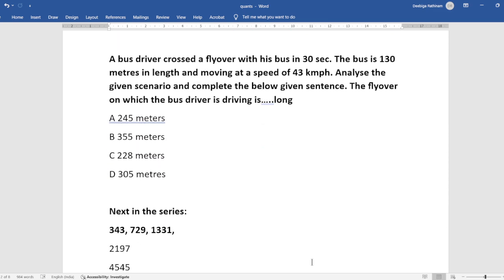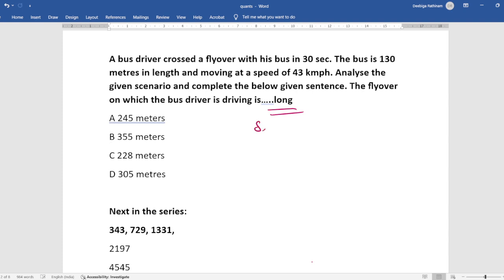Okay, so here's the next one. A bus driver crossed a flyover with his bus in 30 seconds. The bus is 130 meters in length and moving at a speed of 43 km per hour. So we'll have to analyze the given scenario. The flyover on which the bus driver is driving is dash long. Let's take this to be the flyover, and we don't really know the length. They are asking us to find the length, right? So we'll just take it in this way.